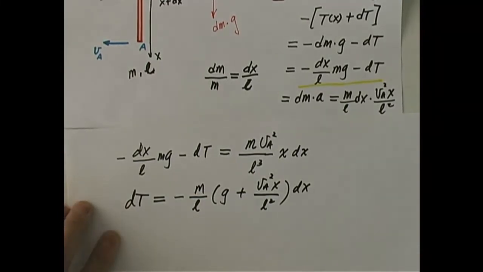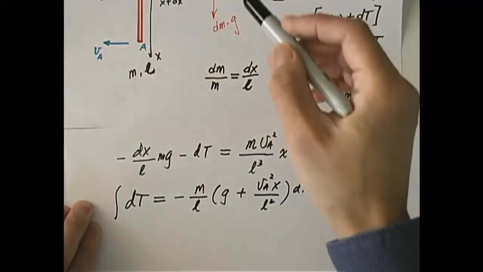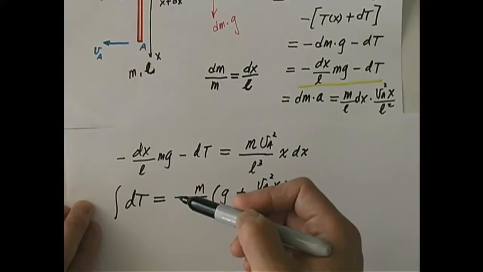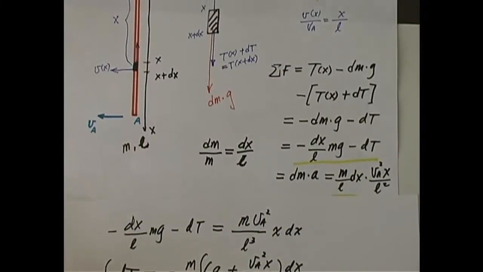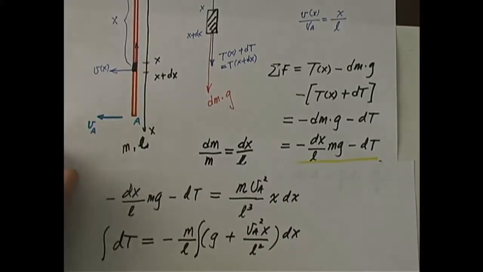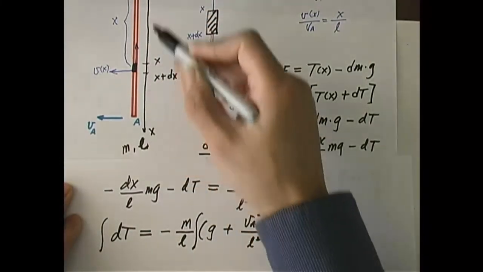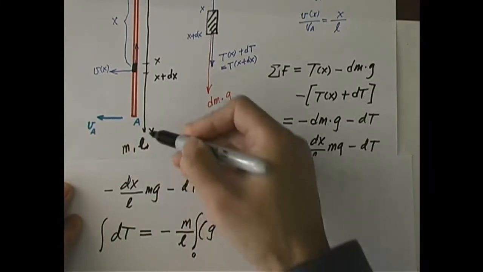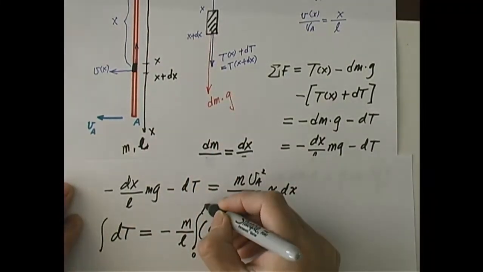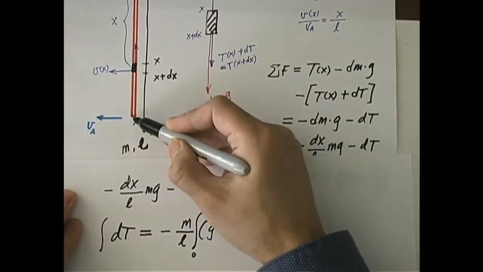What do I do next? I want T, not dT. So let me integrate from one end of the rod to the other end. Okay, let's look at the range of integration now. You go from here to there. This is the origin, where x equals 0. And you go all the way to x equals L at the other end. Meanwhile, what happened to T? You have T here, you have T there, right?